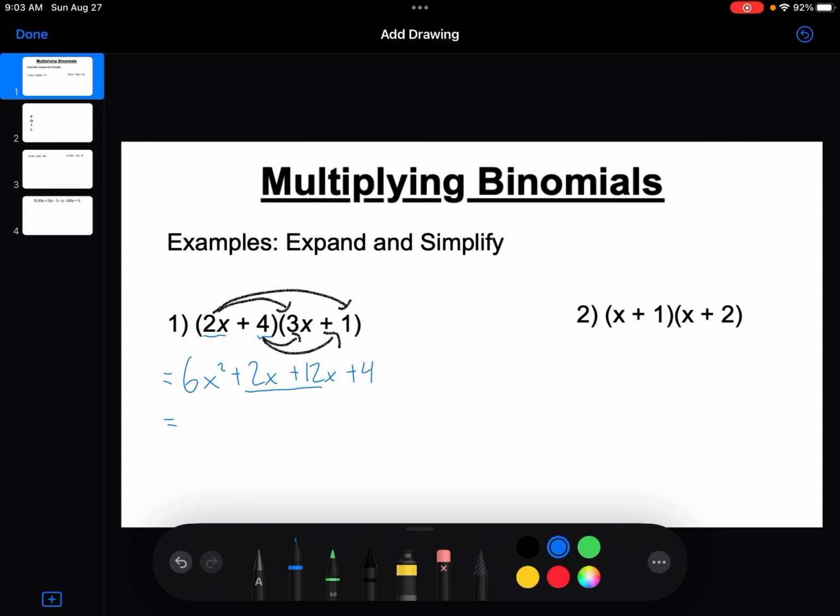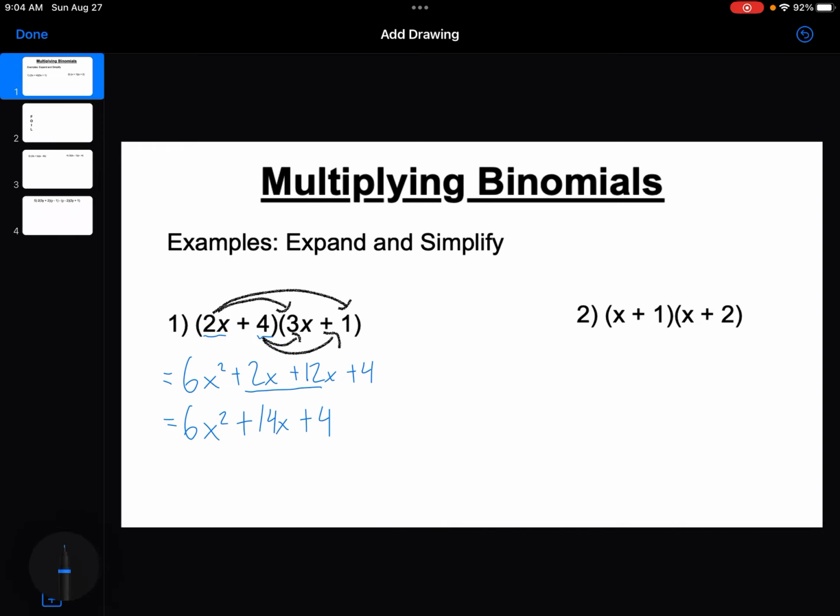And then I need to collect like terms because I have 2 x terms in the middle here. So that's going to give me 6x squared plus 14x plus 4. We've expanded and then we simplify.